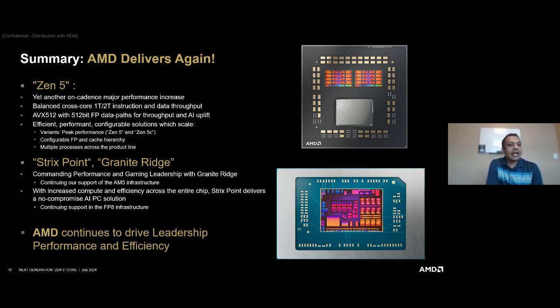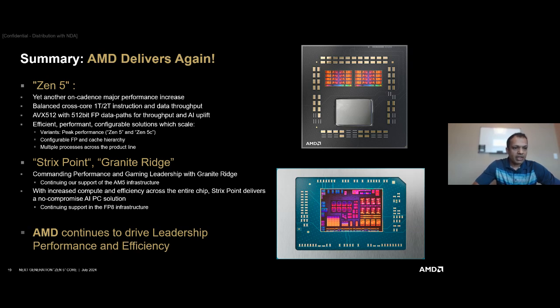Another on-cadence major performance increase. Balanced cross-core 1T 2T instruction and data throughput. The AVX 512 support with the 512-bit FP and efficient and performance configurable solutions with scale, right? With Zen 5 and Zen 5C and multiple processes across the entire product line. And that goes into the Strix Point and Granite Ridge SoCs.